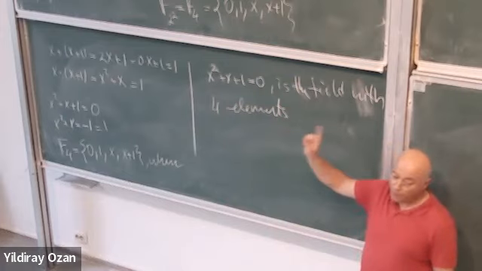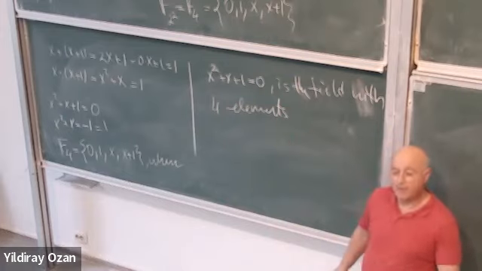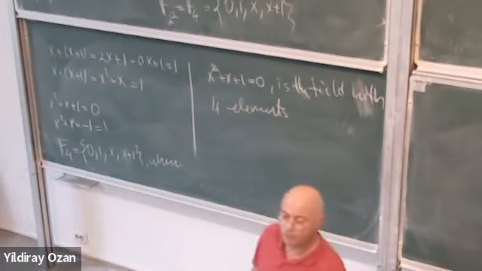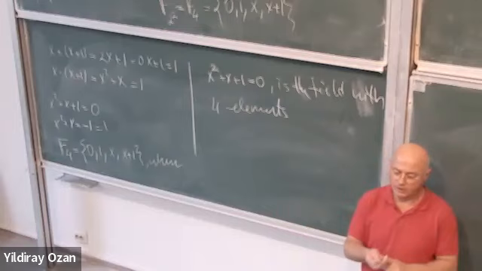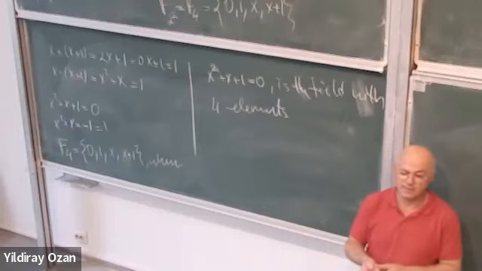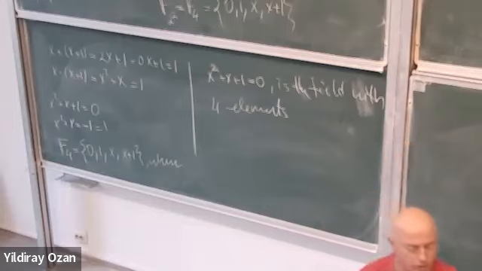When I say the field, I mean implicitly that there is only one such field. That requires proof. That proof you will see either in 367 or 368 Galois theory. Okay.